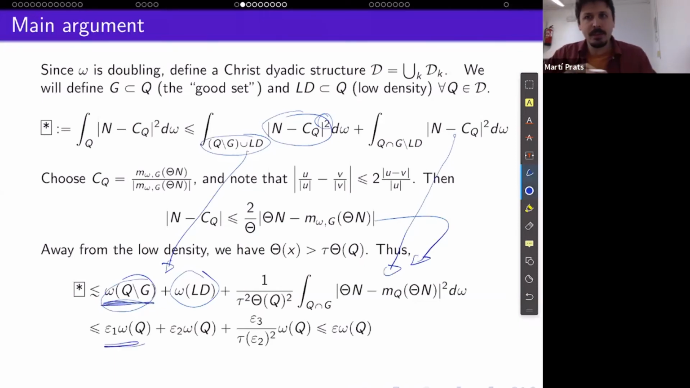And now what we would like to show is that this thing is small. That means that the good part takes everything at the end, asymptotically. The other thing, the low density set, is very small.